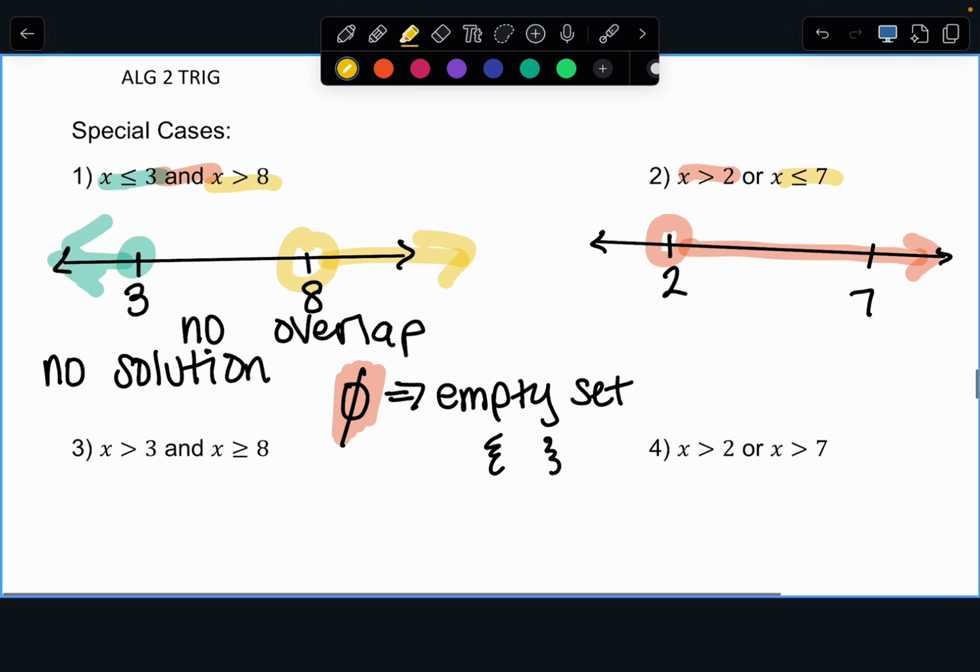Then it says less than or equal to 7. Open or closed circle? Closed. Right or left? Left. Okay. Step 1, I graph both inequalities separately. Step 2, I look at my word in between. This one's an or. Do I need both colors or do I need just one color? Just one.